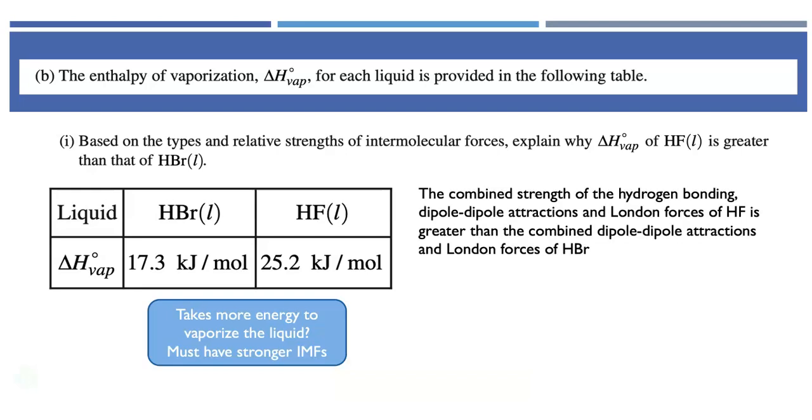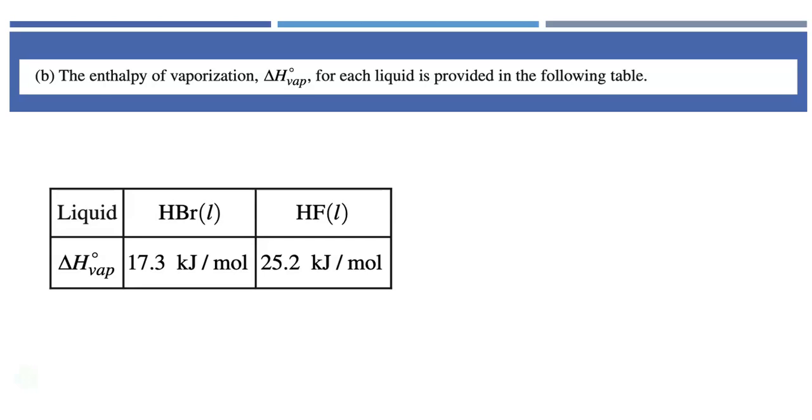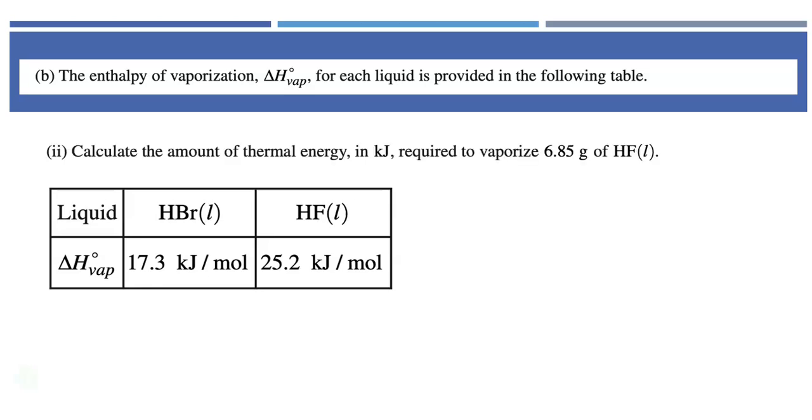The combined strength of the hydrogen bonding, dipole-dipole attractions, and London forces that exist between molecules of HF is stronger than the combined dipole-dipole attractions and London forces of HBr. How do we know that? Because HF has the higher enthalpy of vaporization. Therefore, more energy is needed to overcome the IMFs between HF molecules than between HBr molecules. And that's really the gist of our answer and what we needed to say to earn 1 point. You did need to make sure you were comparing both species and specifying the intermolecular attractions that we had already talked about in Part A. There's a second part to Part B.